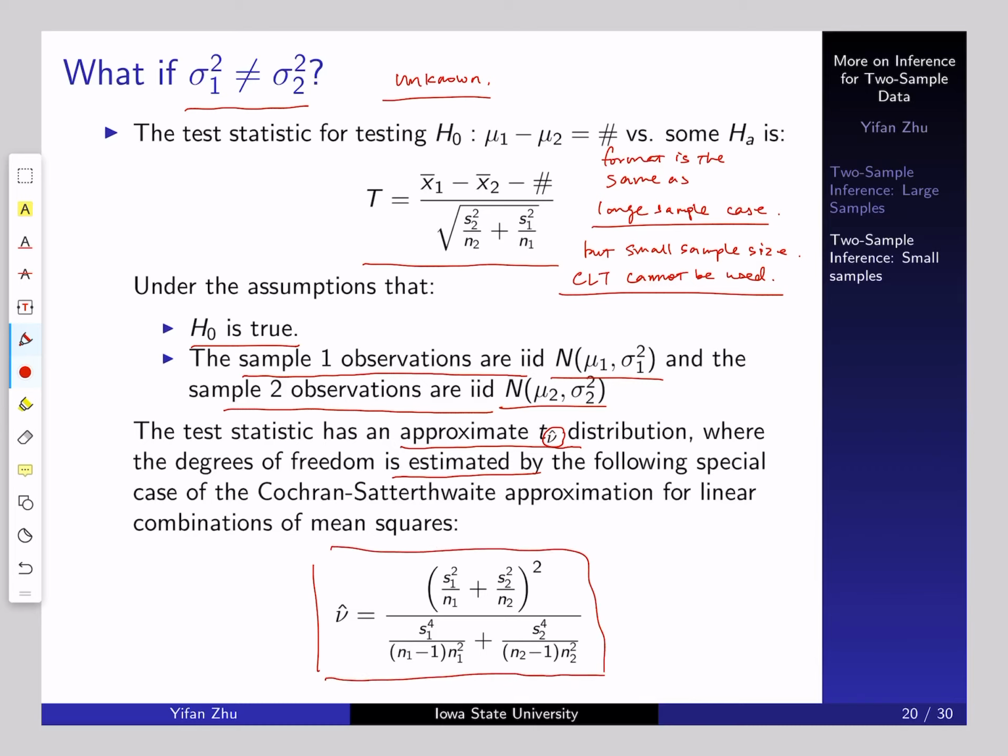And the degrees of freedom is estimated by this formula. So this formula is a special case of the Cochran-Satterthwaite approximation for the linear combination of mean squares. Okay, so this formula is sometimes also called the Cochran-Satterthwaite approximation.